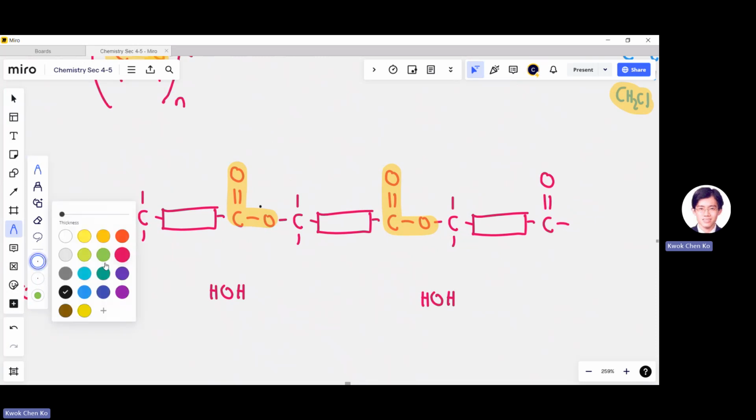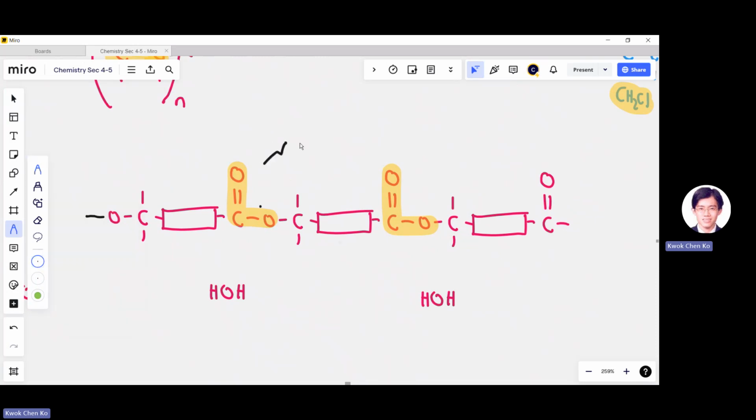This one, you better know. There's a name for that. Actually, we mentioned it already. It's called ester. But in this case, it serves a special function. It links everything together. So we call it an ester linkage.